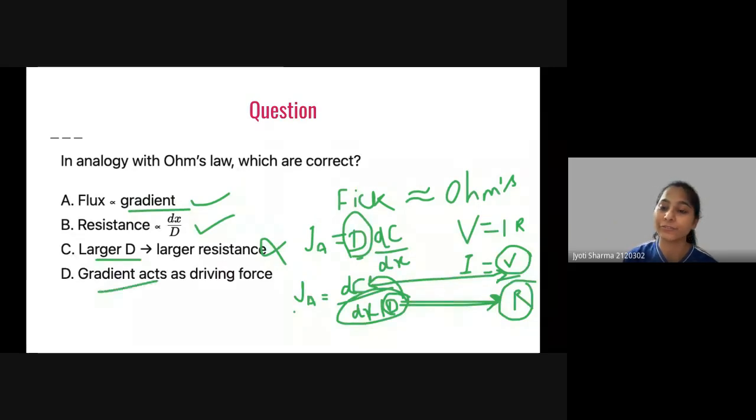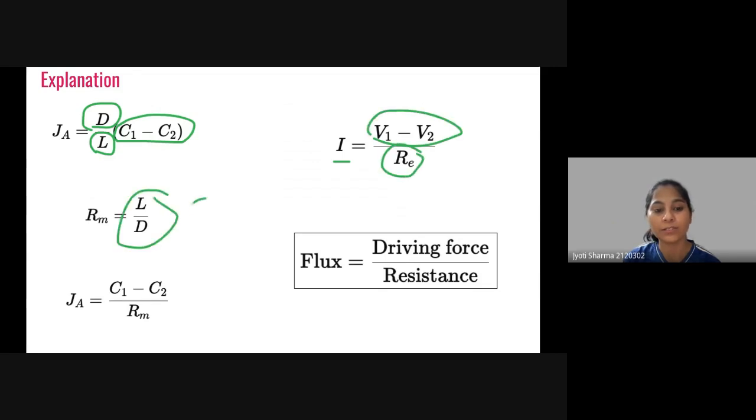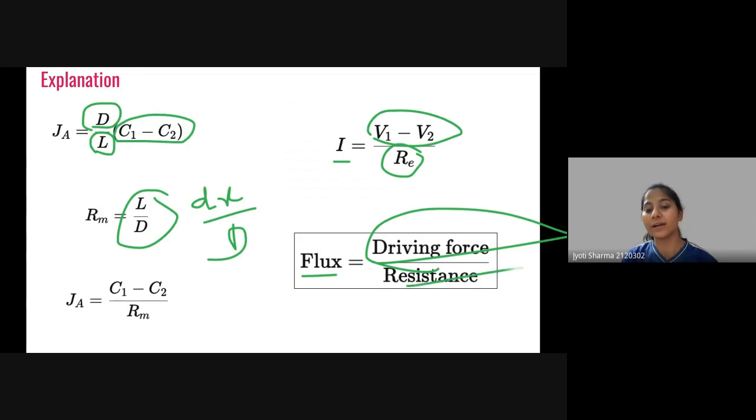Then, gradient acts as the driving force. Yes, it does. Our driving force is the gradient and resistance is dx upon d. This is how we have the similarity. So what we learned is that the right answer is A, B and D, not C. So this is what we have already learned: this is your concentration upon dx, this is your distance, this is your diffusion coefficient. In Ohm's law, this is I, this is the potential difference, and this is resistance, which is dx upon d. So flux is equal to driving force divided by the resistance.